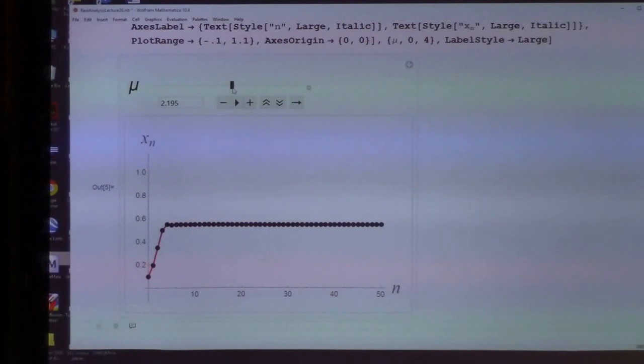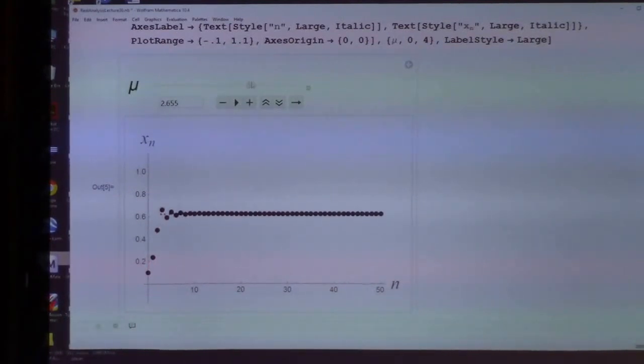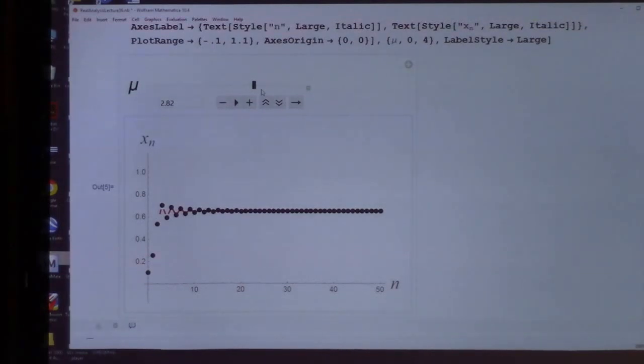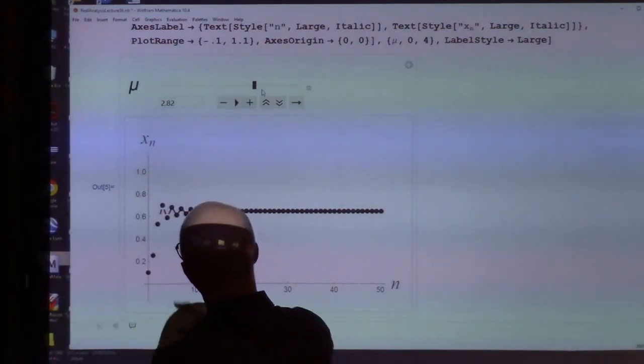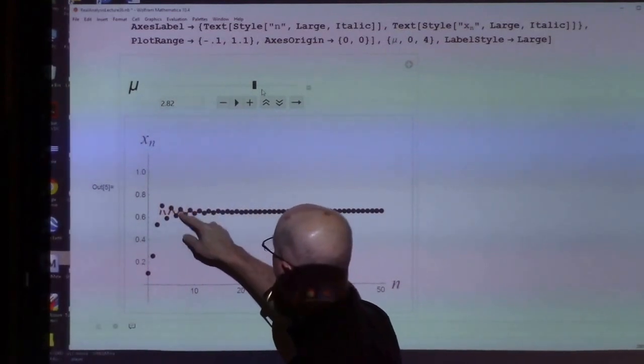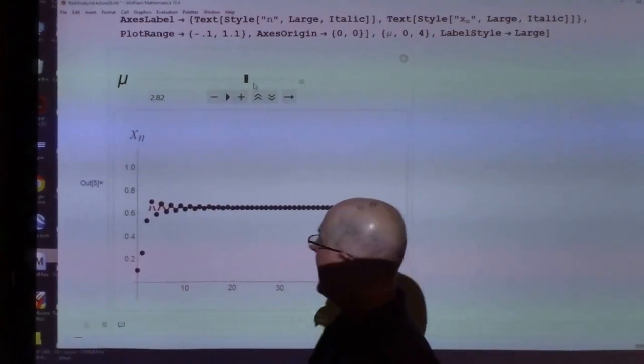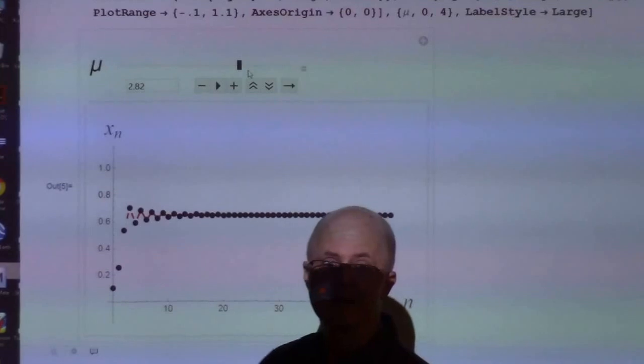I increase mu a little bit more. That's a little bit more interesting. I don't know why those red lines are not fully drawn. I think they were fully drawn when I looked at this before. It's a little bit more interesting. Now you're going up, up, up, then down, up, down, up, down, up, oscillating, still towards a limit, it seems.